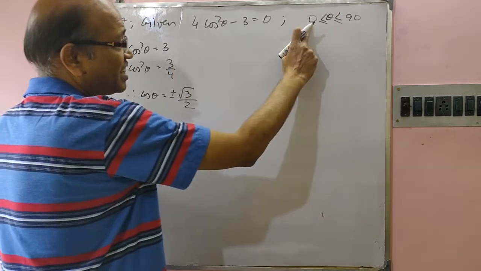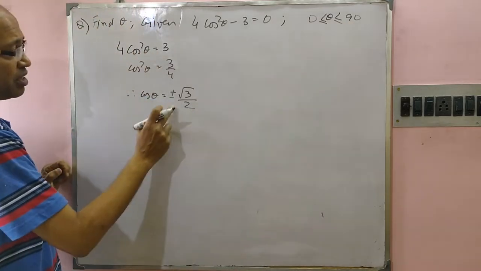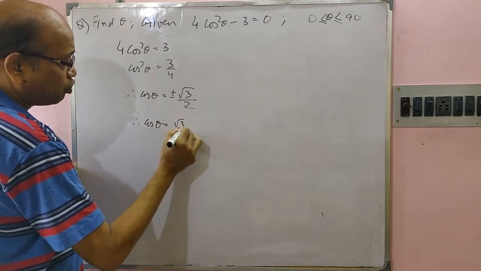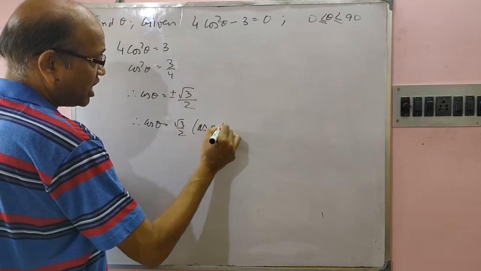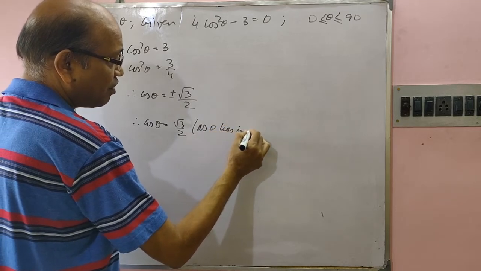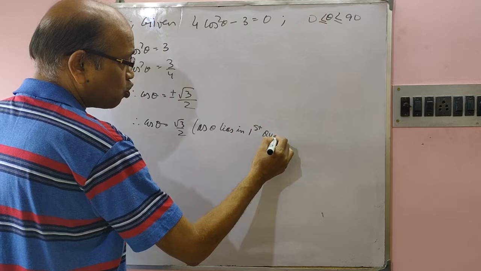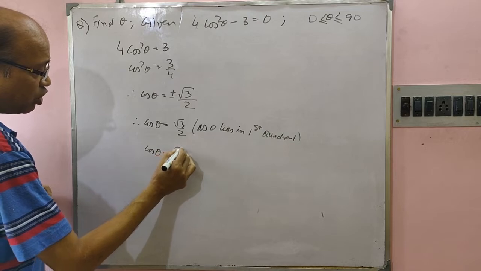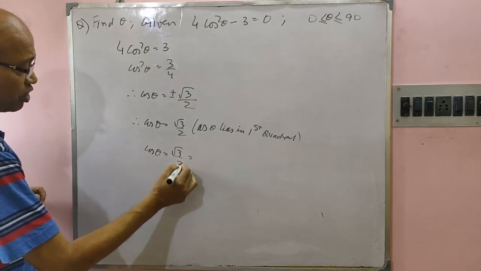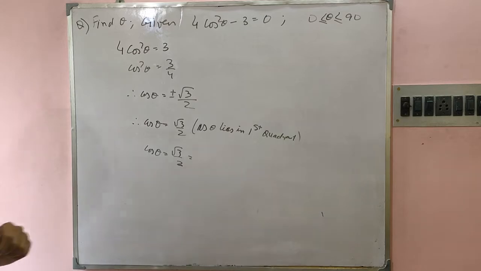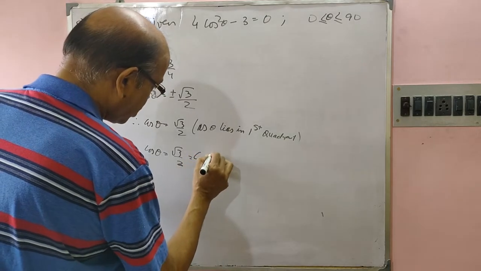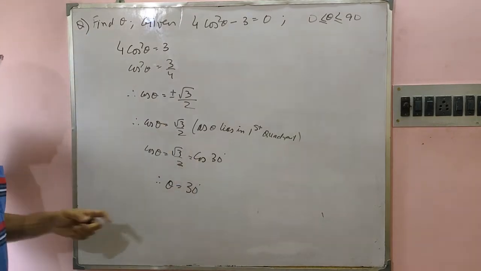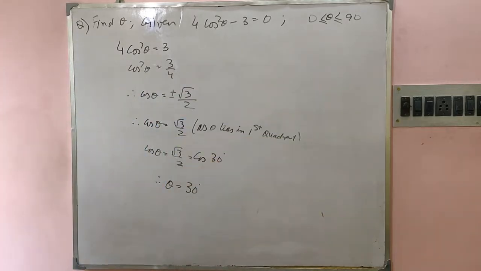Now, as I said, theta lies in the first quadrant. That means theta will always be positive. Therefore, cos theta will be root 3 by 2, as theta lies in the first quadrant. Clear? Now, at what value is cos theta root 3 by 2? It is 30 degrees. Cos 30 degrees. Therefore, theta is equal to 30 degrees, as it lies between 0 and 90.